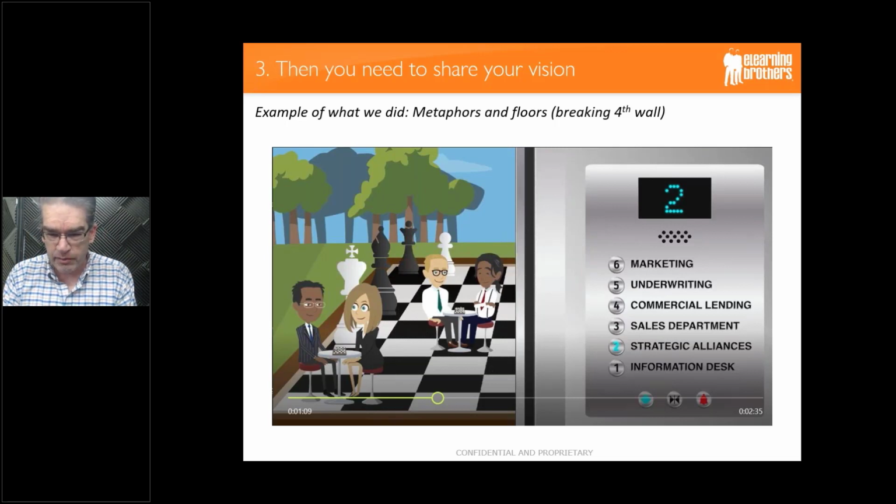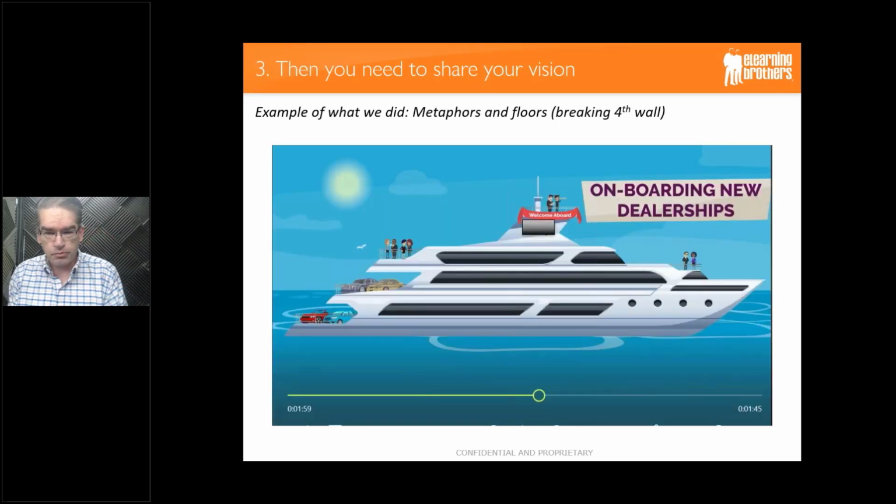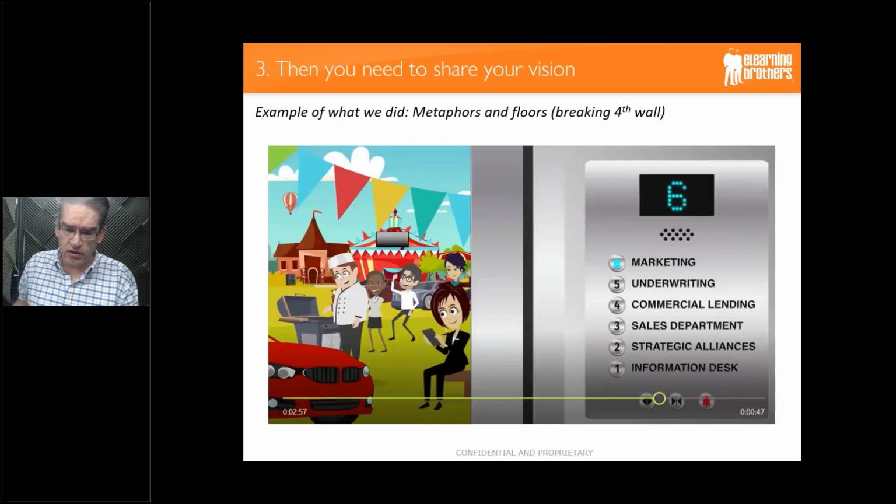And so the elevator would open. You can't see the whole screen here because I wanted to include both, but when the elevator opened, there are these people and they're playing chess. And we describe what the strategic alliances does and how it relates to chess. Then on the next floor, we talked about onboarding, and how they onboard new employees, like boarding a ship. And once again, we played with this idea of a metaphor. And then one of the other floors was for marketing, where there's always something going on. In this one, it was like a state fair, and all the marketers are there and they've got their clients there. And so we try to do something a little bit different.